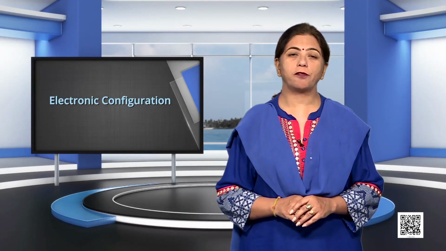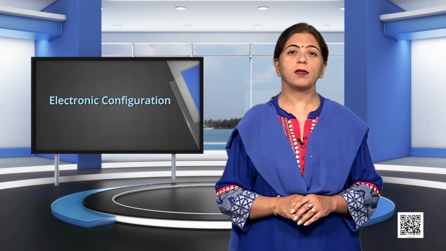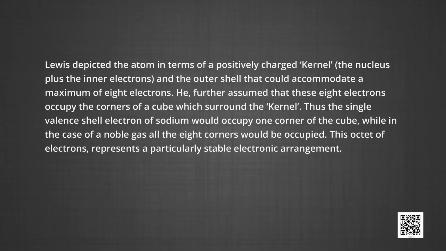So, they combine with each other or other atoms to achieve stable noble gas electronic configuration, that is ns2 np6 or 1s2, which is the state of minimum energy and maximum stability. Atoms combine with each other only if the process leads to lowering of energy. Lewis depicted the atoms in terms of a positively charged kernel, that is, the nucleus plus the inner electrons, and the outer shell that could accommodate a maximum of 8 electrons.